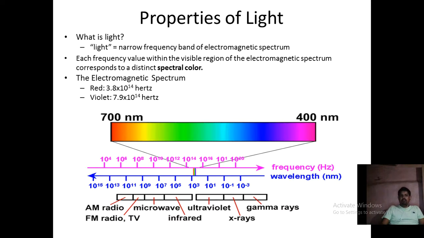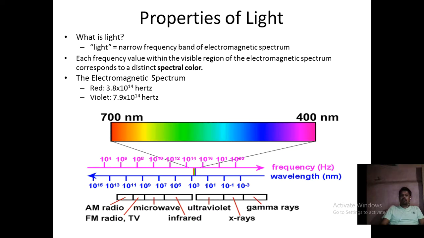The lower side our eye sees as red color. On the higher side the spectral color is violet, as you can see on screen. That total range, 700 nanometer to 400 nanometer, towards 3.8 into 10 to the power 14 hertz looks like red, and towards 7.9 into 10 to the power 14 hertz, the higher side, looks like violet. Only in this spectrum does our eye visualize light.